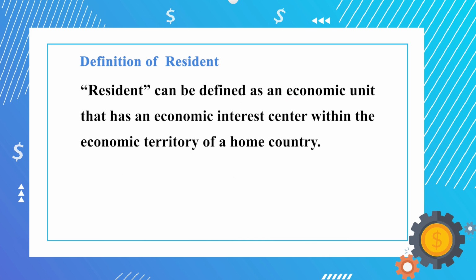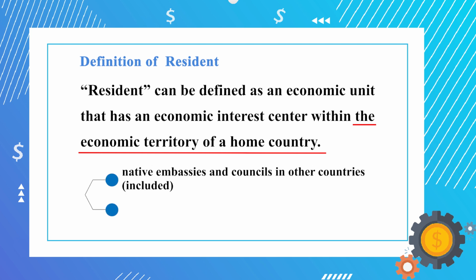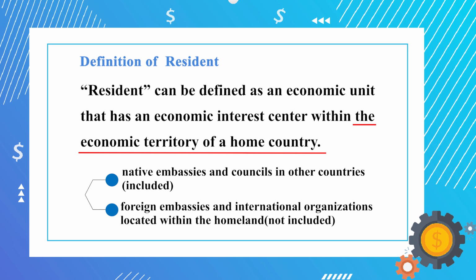The second term is the economic territory of home country, which includes the area outside of the country, such as the native embassies and consuls in other countries that the government has the jurisdiction over, and doesn't include the foreign embassies and international organizations located within the homeland.